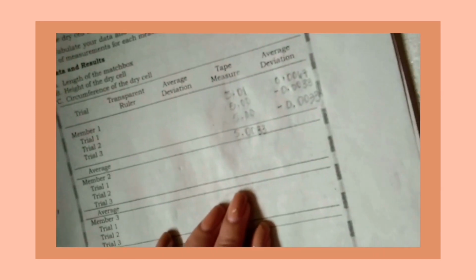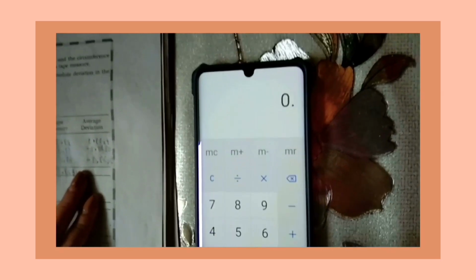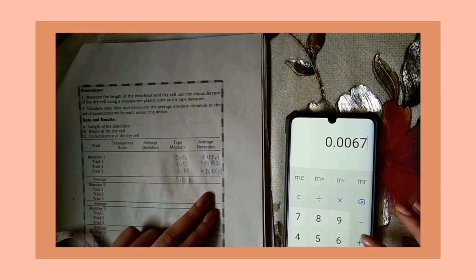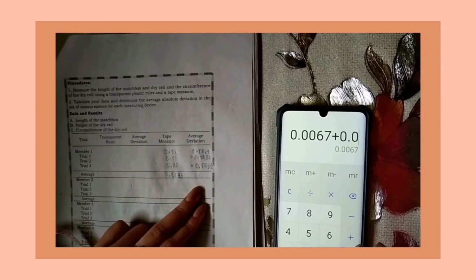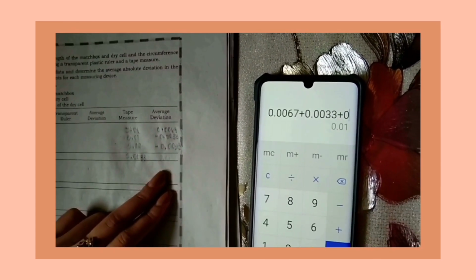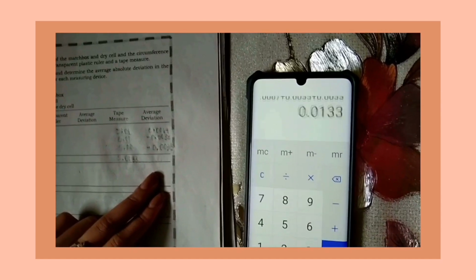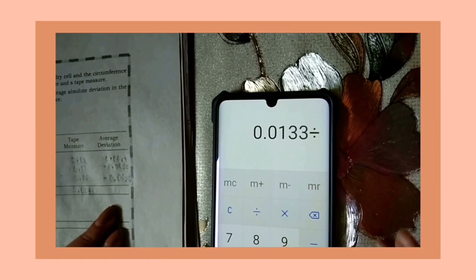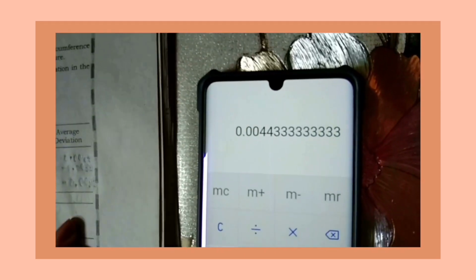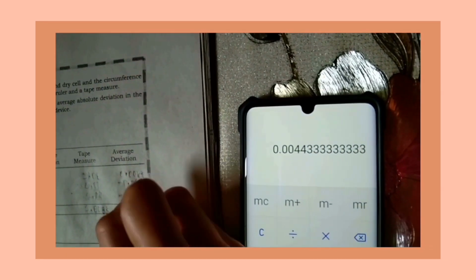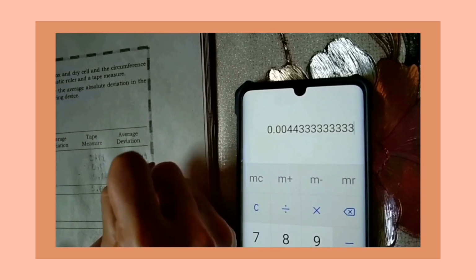Para makuha naman natin yung average nitong sa average deviation, we need to add ulit dito. Tapos divide by 3. Pero yung mga negative sign, papalitan ng positive. 0.0033 plus 0.0033 equals 10 divide 3. Kuha tayo ng 0.0044. That's it. Okay.